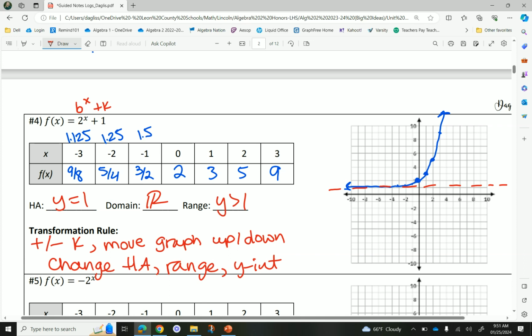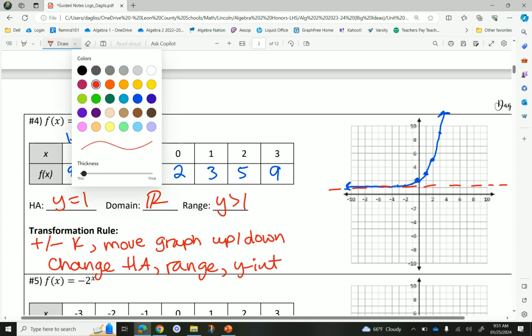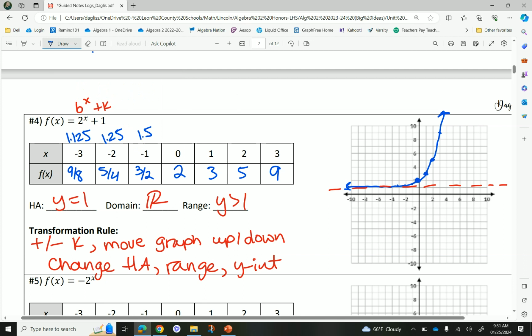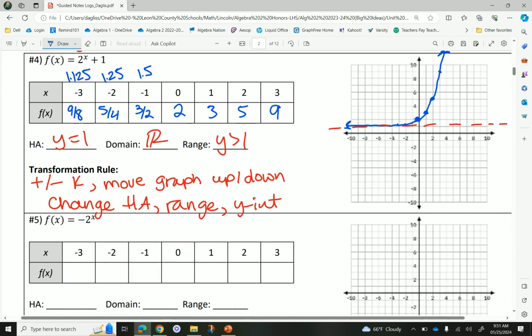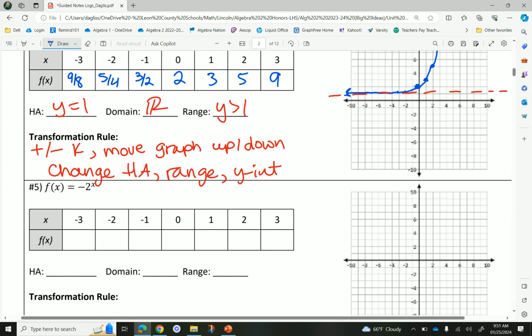What's happening in number 5? Now my base is going to be negative. We have a negative base. So let's see what a negative base is going to do. Okay? So what is negative 2 to the power of negative 3? Negative 1/8. What's negative 2 to the power of negative 2? Which is negative 1/4. Yep, I'll put both of them up here again.